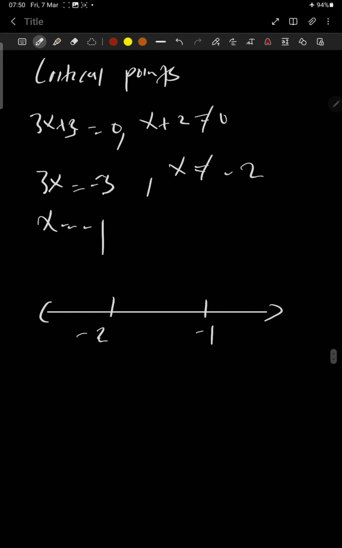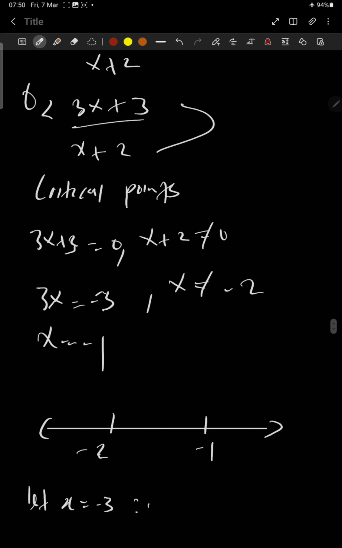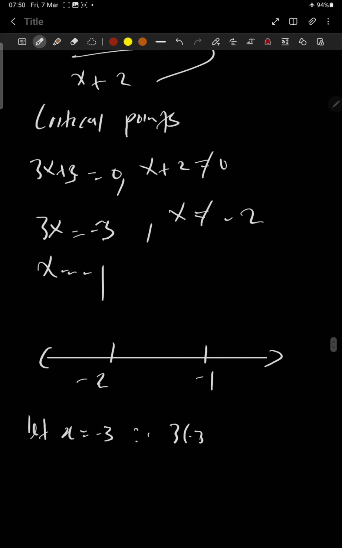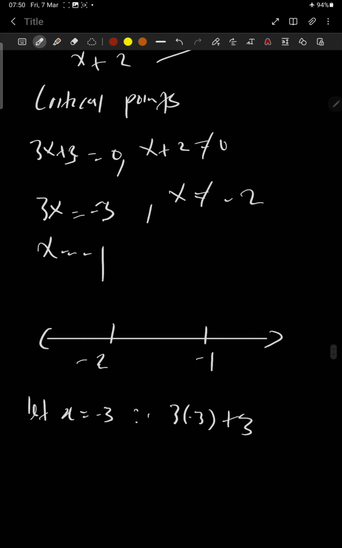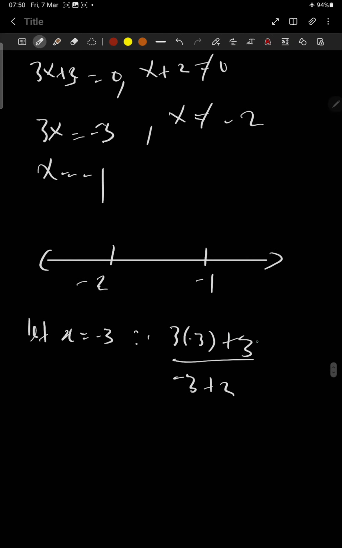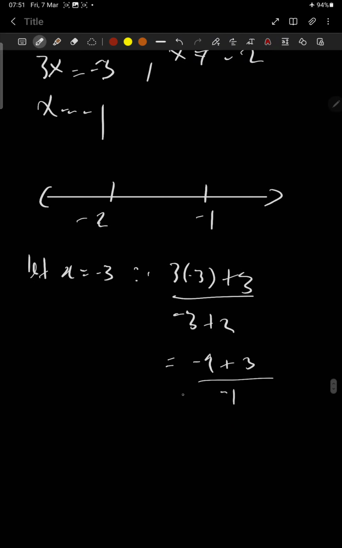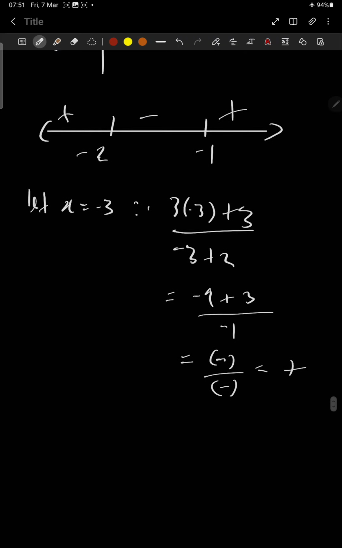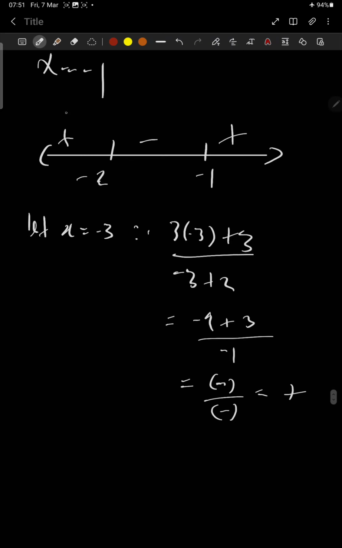Then I'm going to pick a value which is less than negative 2. So let x be equal to negative 3. I'll replace the negative 3 where I took the critical points from. So 3 times negative 3 plus 3 over negative 3 plus 2. Now 3 times negative 3 is negative 9, plus 3 over negative 1, so negative 9 plus 3 is negative 6. A negative over a negative, and the answer will be positive. So if this is positive, this will be negative, positive. If this was negative, this would have been negative, positive, negative.